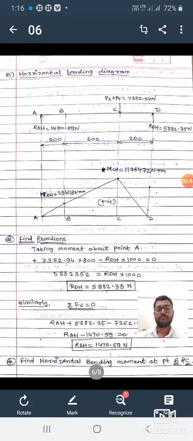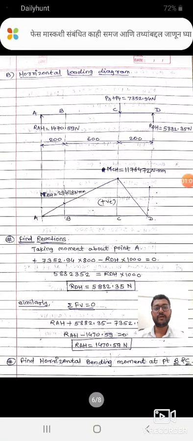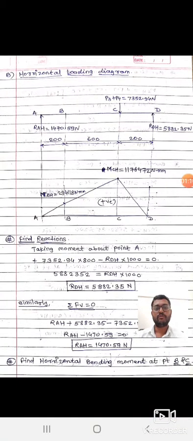So the next step is you have to consider the horizontal loading diagram. Similarly, for the horizontal loading diagram, you have to consider A and D as reaction points, and on points B and C you have to consider the loading as P3 plus P4, that is, on pulley C the horizontal load is acting. Again, our aim is to find the reactions at point A and at point D.